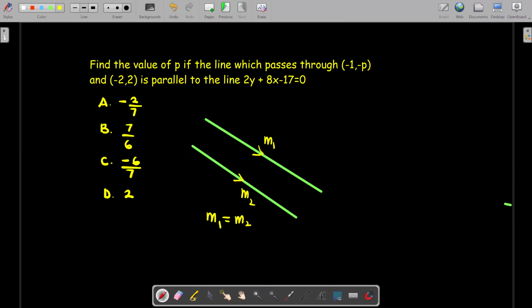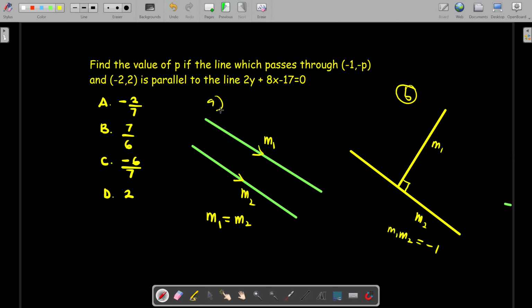However, if the two lines are not parallel, let's say the two lines are perpendicular, we could also have a case where the two lines are perpendicular. If M1 represents the slope of the first line and M2 represents the slope of the second line, then M1 multiplied by M2 is going to give us -1. So this question is not testing this other case B. The question is testing this first case A. So how do we now use this idea to get the problem solved?